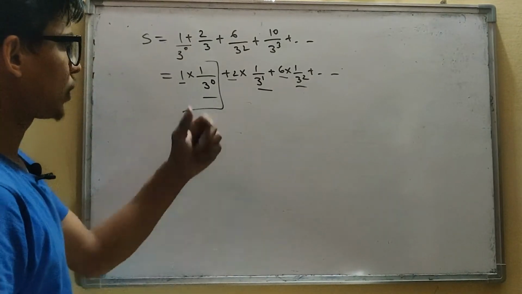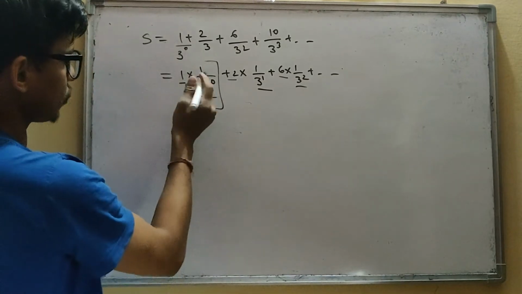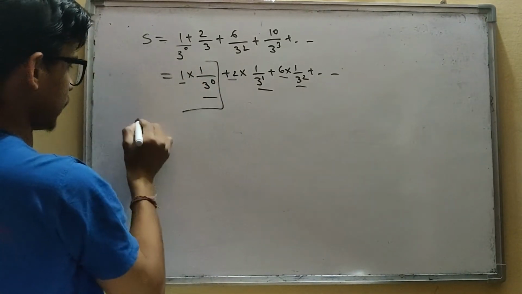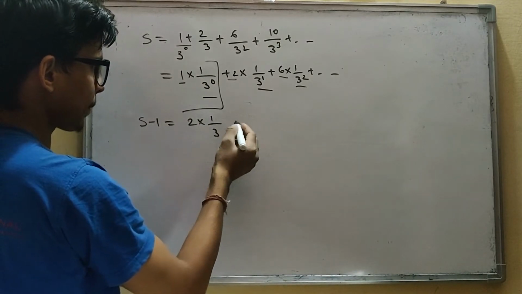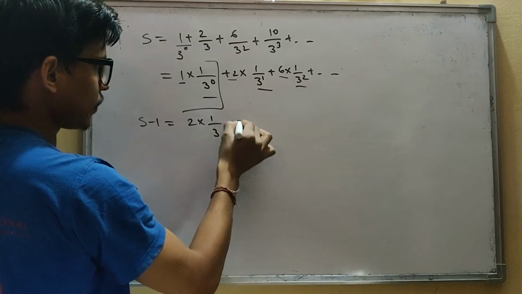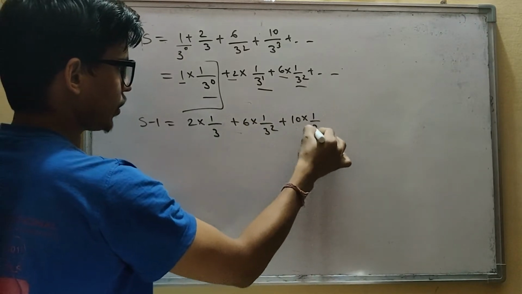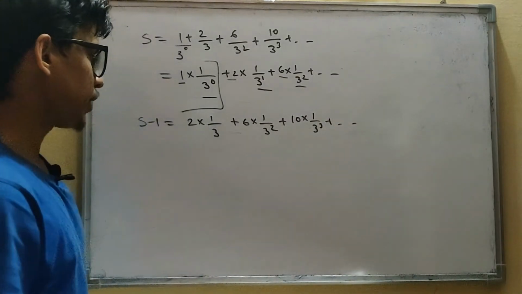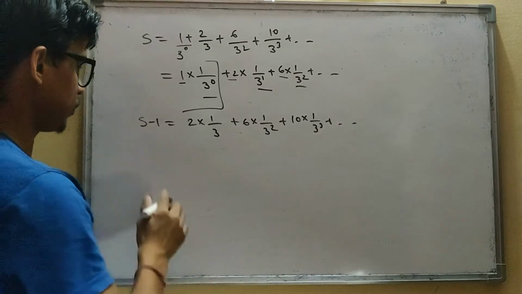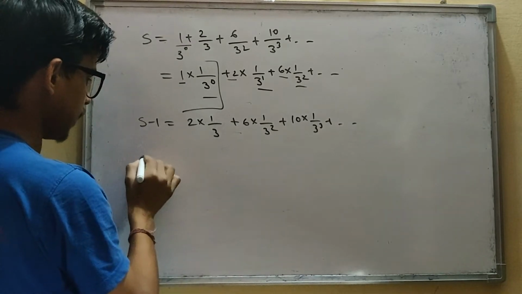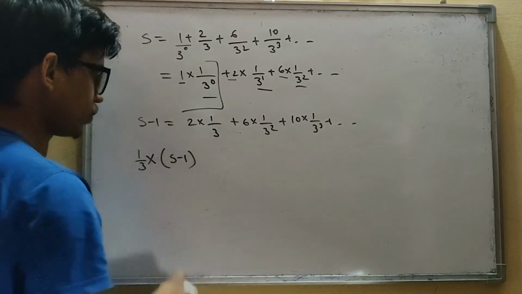So what you can do in an APGP series is always multiply it by r. First of all, take it over here: S minus 1 is equal to 2 into 1 upon 3 plus 6 into 1 upon 3 square plus 10 into 1 upon 3 cube plus, and so on. So multiply it by r. Always in an APGP series we multiply it by r. If I multiply it with r, it is going to be 1 upon 3 into S minus 1.